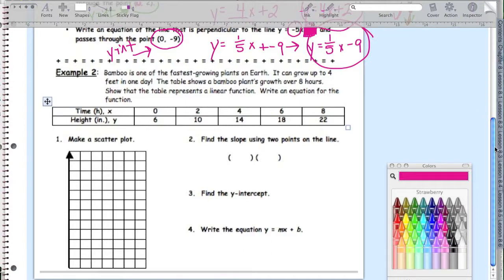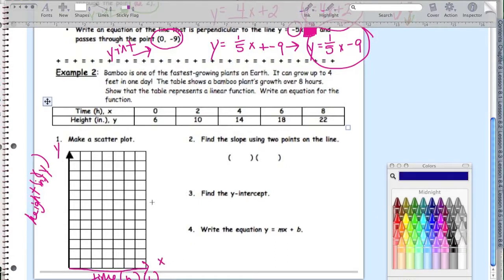Alright, so first I'm going to make a scatter plot, which really means I just plot the points. So I'm going to put my time, h, along the x-axis. And then my height, y, is going to be along the y-axis. Because this goes with the word problem, we do want to label it. This is in inches, and this is in hours. Parentheses, y, and x. Okay, so now we're ready to go.